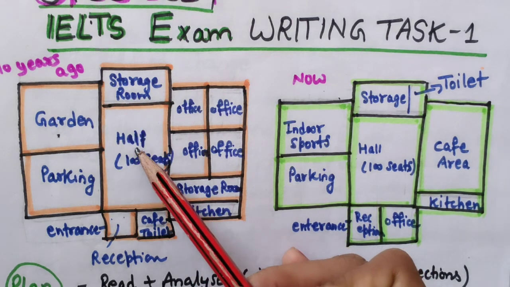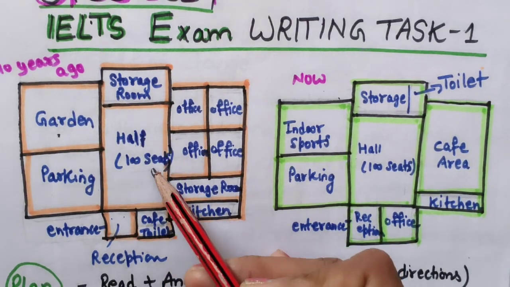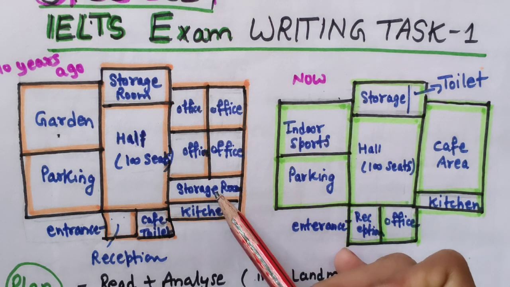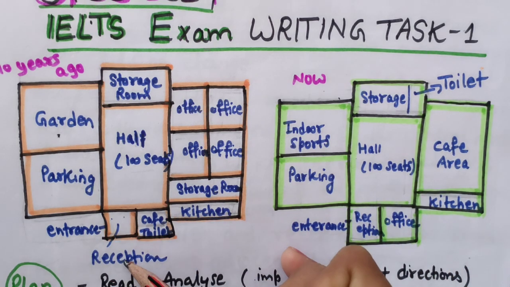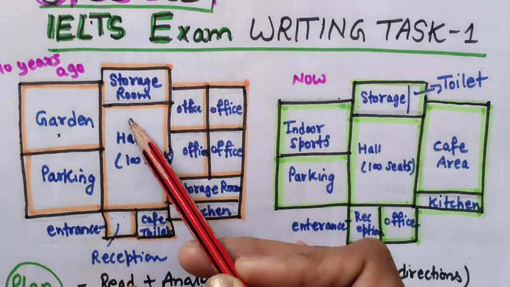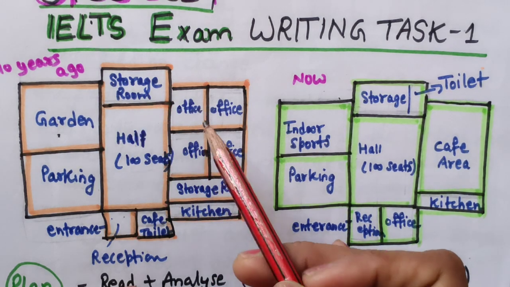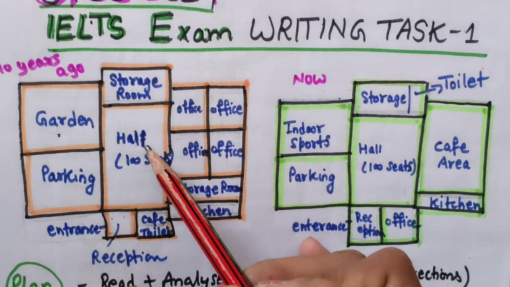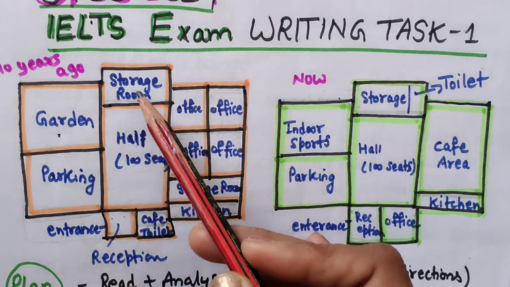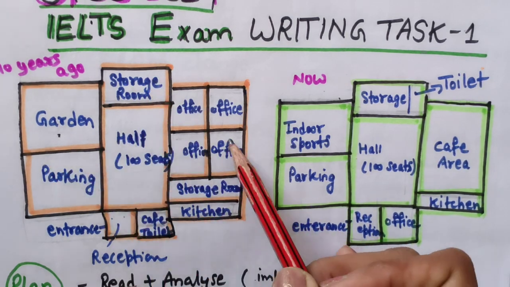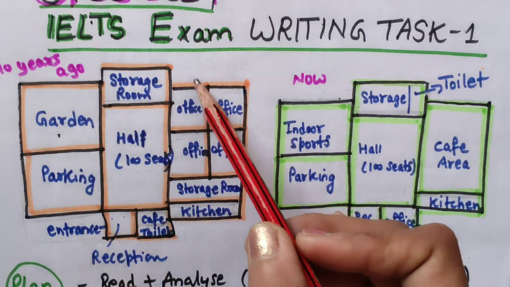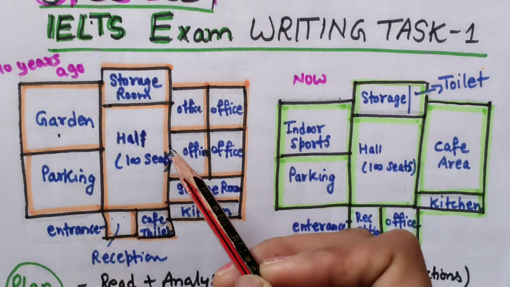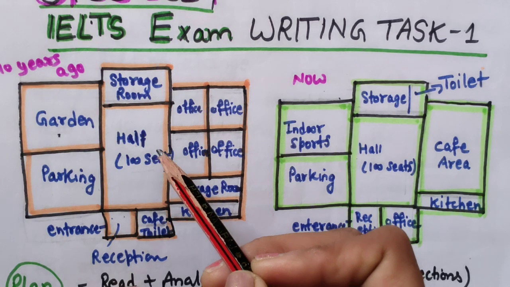So here I can see a hall. This is the hall, 100 seats, storage room, garden, parking, office. Four office rooms are there, storage room, kitchen, cafe, toilet, entrance and reception. So this is the central part of the map. When you get a map in IELTS listening or writing task 1, please look at the direction. This is north, this is south, this is west, this is east, this is northwest, northeast, southeast, southwest. Using directional words is important in writing task 1.